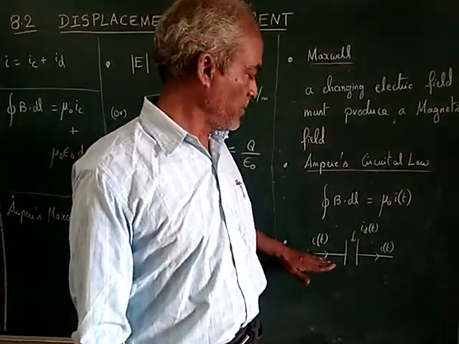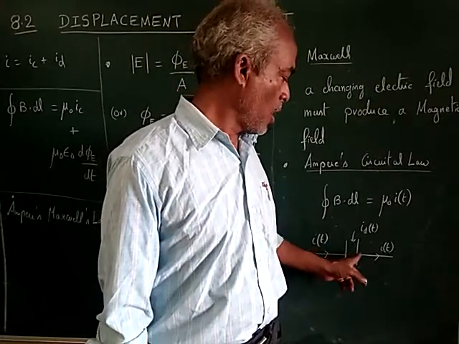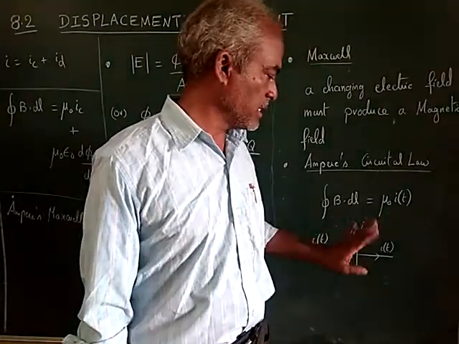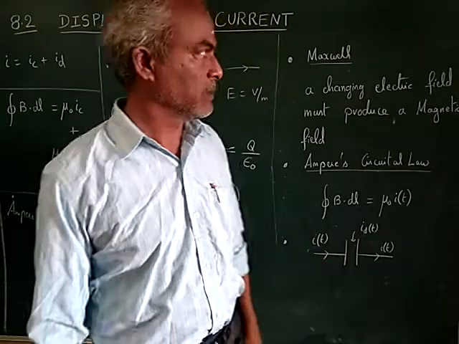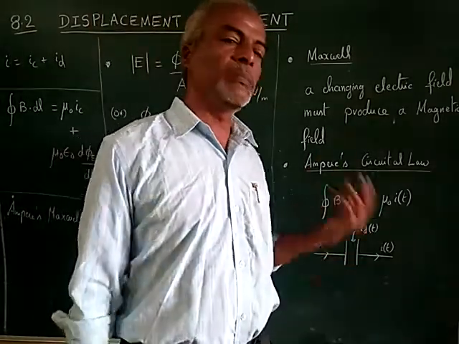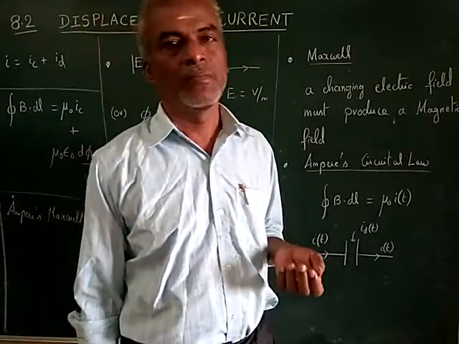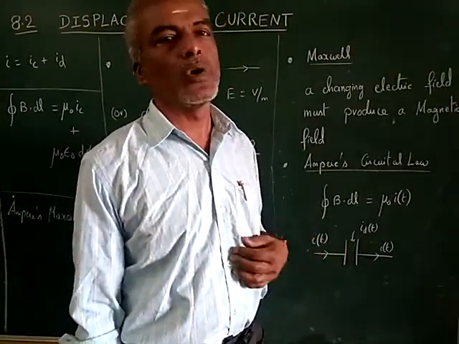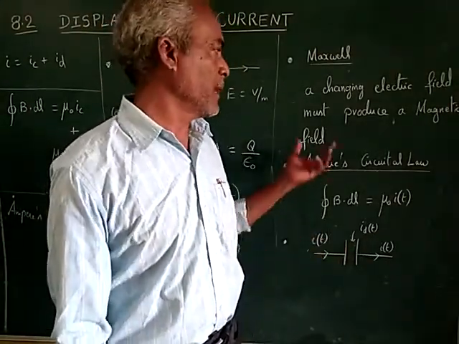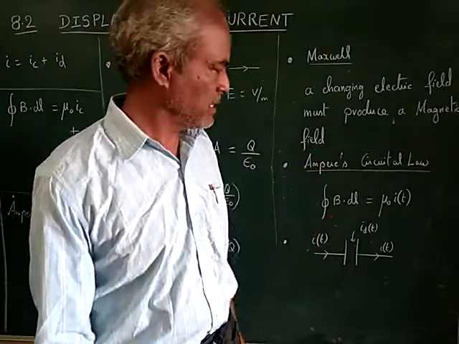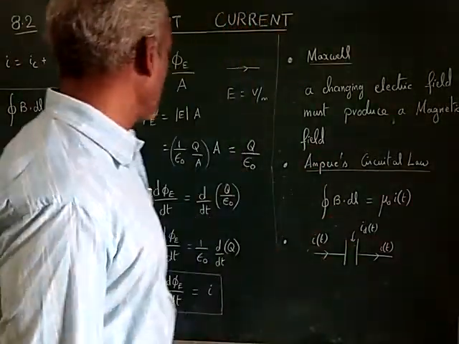So actually here we have conduction current. Outside the second plate also we have conduction current. In between you have displacement current. How is displacement current produced? Because of the changing electric field. So a changing electric field causes a magnetic field, and indirectly it causes displacement current also.